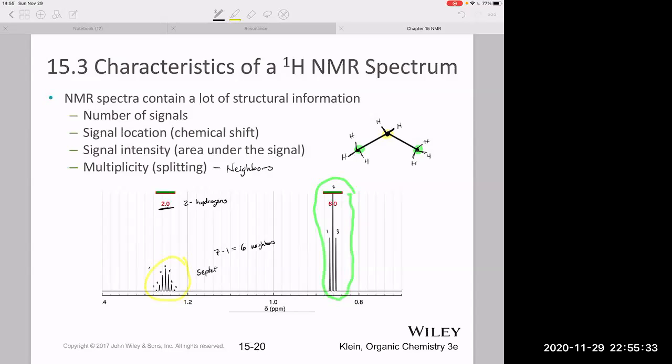Okay, so you see how the splitting also tells you a lot of information, because that peak tells you not only where it lies, it gives you a little bit of information about the environment that it's in, if it's attached to any special functional groups. You have the area that tells you the number of hydrogens, but then you also have this splitting or multiplicity that tells you how many neighbors those hydrogens have.